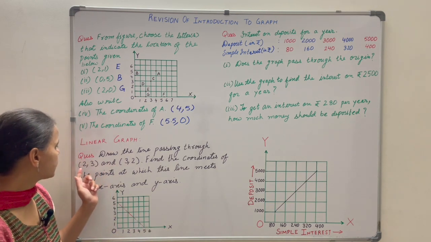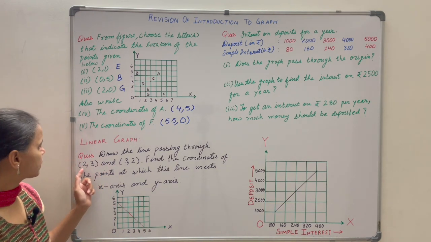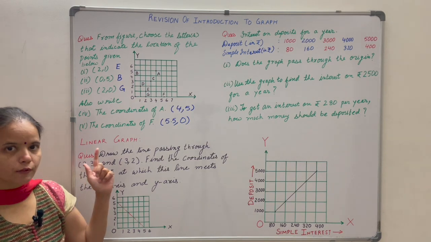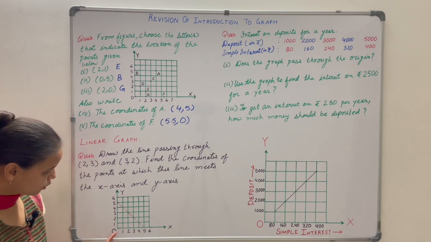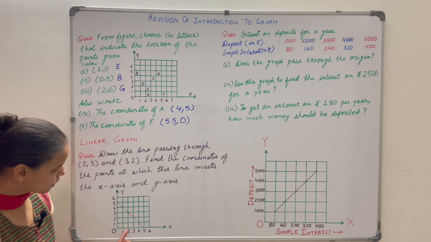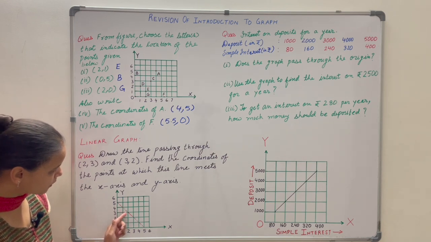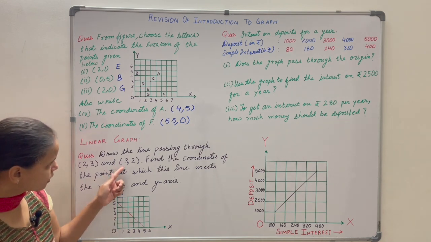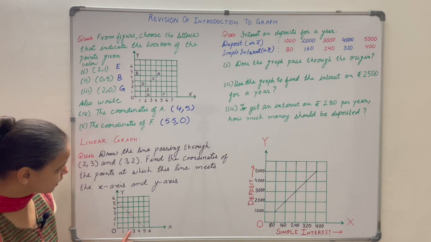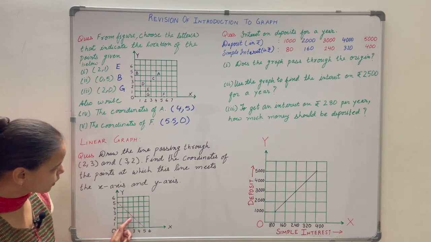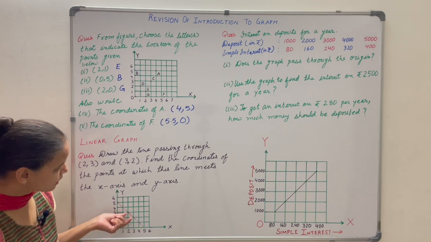So first let us locate 2, 3. So 2 tells you have to move 2 units towards right and 3 units you have to move vertically upwards. So you are starting from here. This is 0, 0. You have to move 2 units towards right, then 3 units vertically upwards. So you reach this point. To get this point, you have to move 3 units towards right and then 2 units vertically upwards. So you get this point. So you got this line.